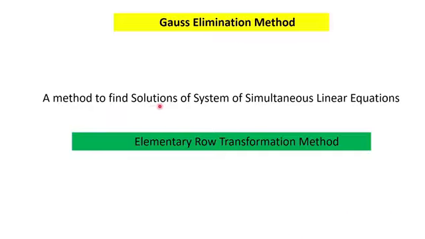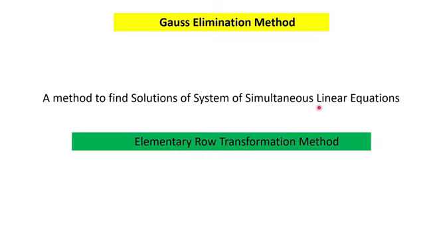So let's start. The Gauss elimination method is a method which can help us to find the solution of a group of linear equations, or you can say simultaneous linear equations. This method is also known as the elementary row transformation method. We will see later in the video why this method is known as elementary row transformation.